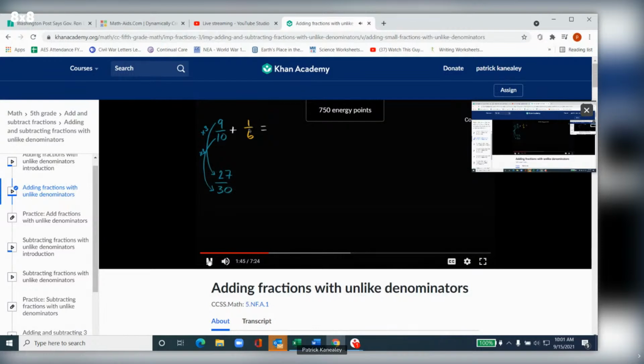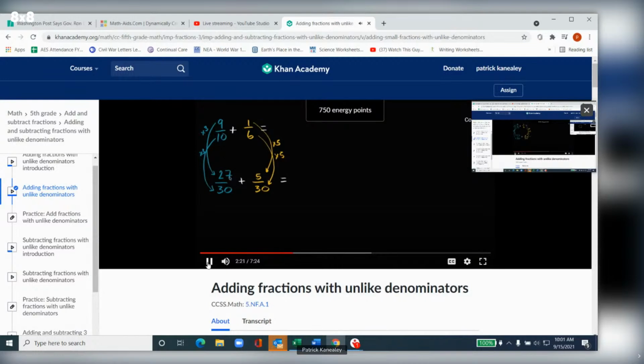And that's useful because I can also write 1/6 with the denominator of 30. Let's do that. So 1/6 is what over 30? I encourage you to pause the video and try to think about it. So what did we do to go from 6 to 30? We had to multiply by 5. So if we multiply the denominator by 5, we have to multiply the numerator by 5 as well. So 1 times 5 is 5. So 9/10 is the same thing as 27/30, and 1/6 is the same thing as 5/30. And now we can add.